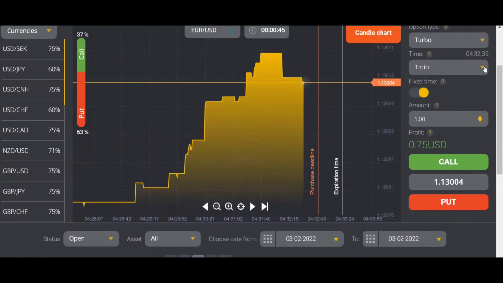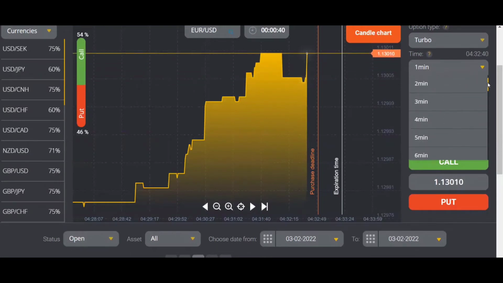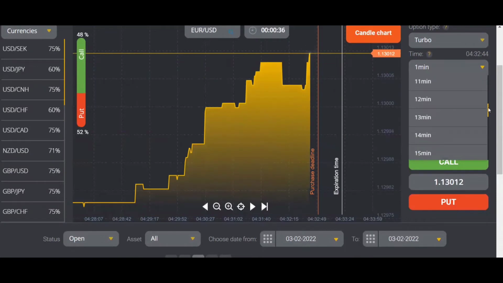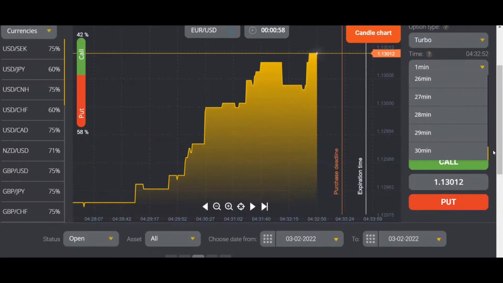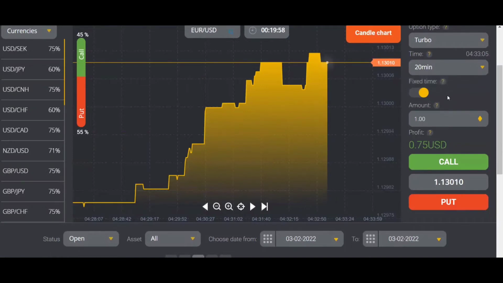So here are the various times we have here, starting from 1 minute. So it goes 1, 2, 3, 4, 5, 6, 7, 8, 9, 10, all the way through 30-minute trades. Okay. So however long you think it'll take for a trade to go in your favor, that's where you would choose a time. So if you think it takes 20 minutes, you click 20 minutes.